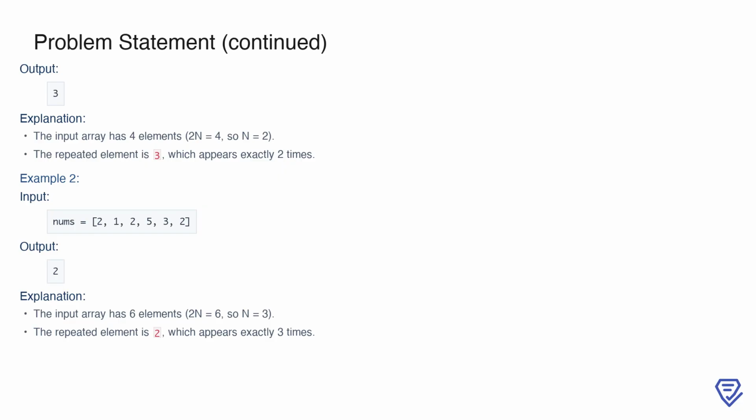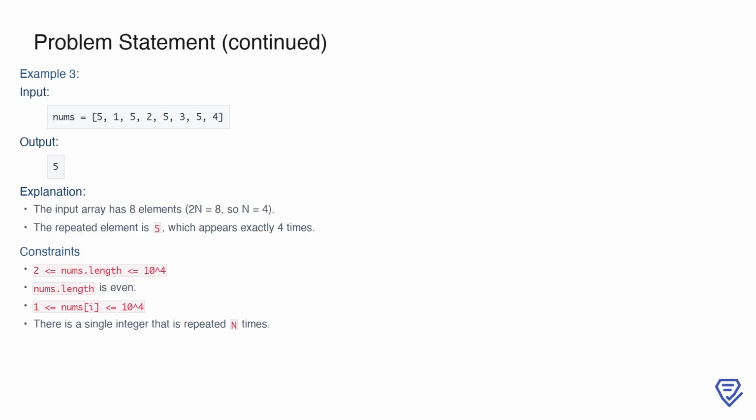In the second example, the input array is 2, 1, 2, 5, 3, 2. Here, the array length is 6, so 2n equals 6 and n equals 3. The repeated element in this case is 2, which appears exactly 3 times in the array. So, the output is 2. These examples illustrate how to identify the repeated element based on its frequency in the array.